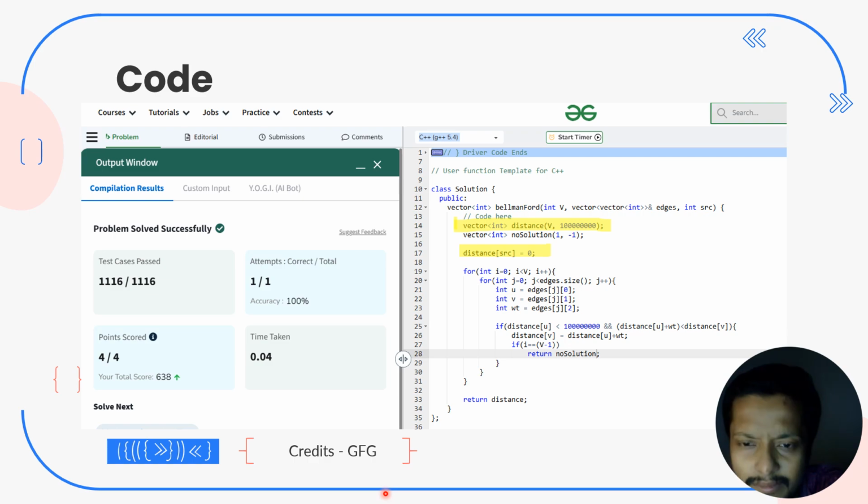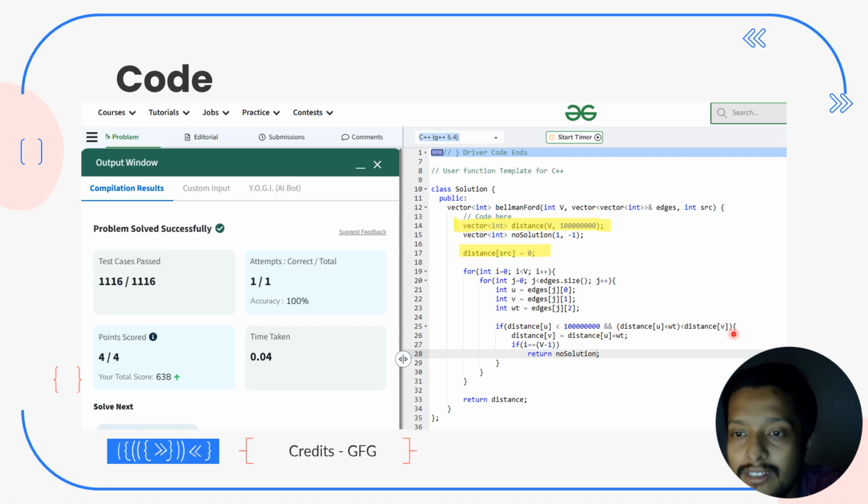I'm doing it for V minus 1 times, and basically I'm doing it from 0 to V minus 1, that is a total of V. Note that if I can relax it, I'm going to relax it. I have taken this node u, node v, and the weight from u to v.